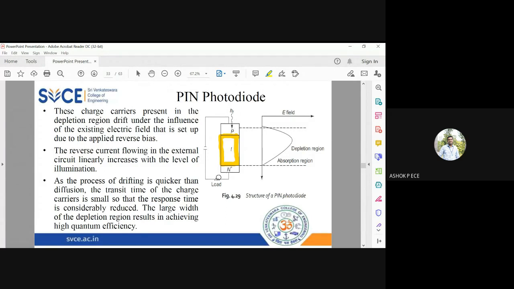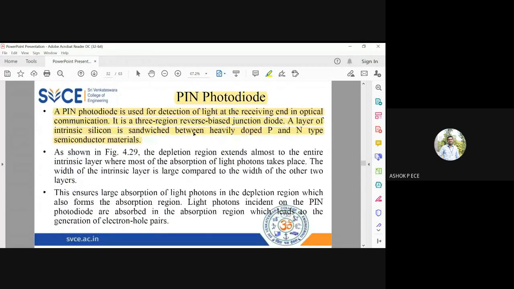and I'll be getting a current flowing from the N region, which is proportional to the amount of light incident in the P region. Okay. So see here, the depletion region extends almost to the entire intrinsic layer where most of the absorption of light takes place. So the width of the intrinsic layer is large compared to the width of the two layers.